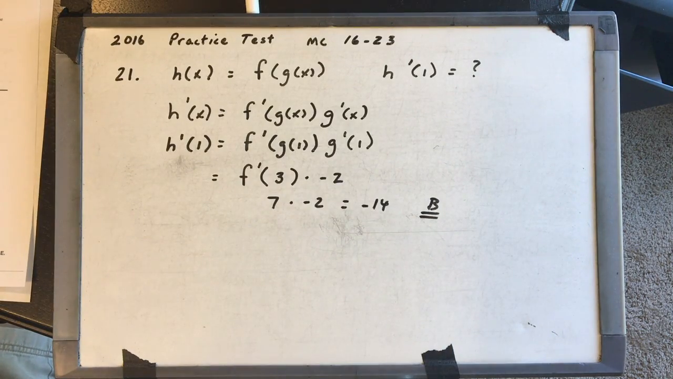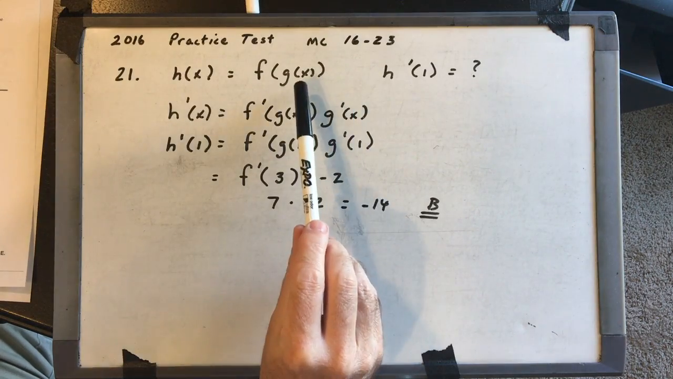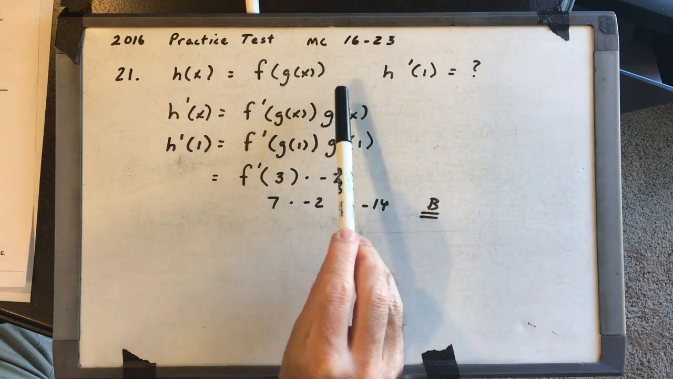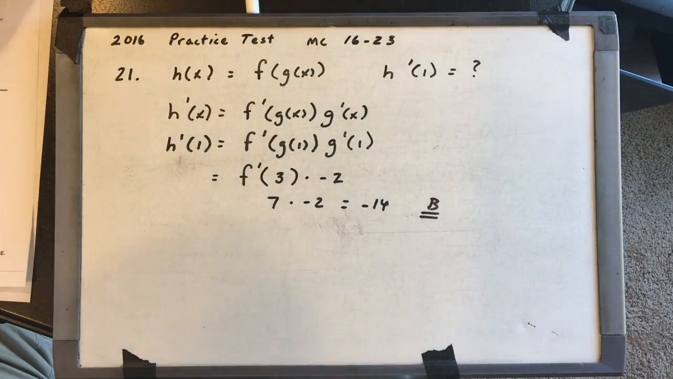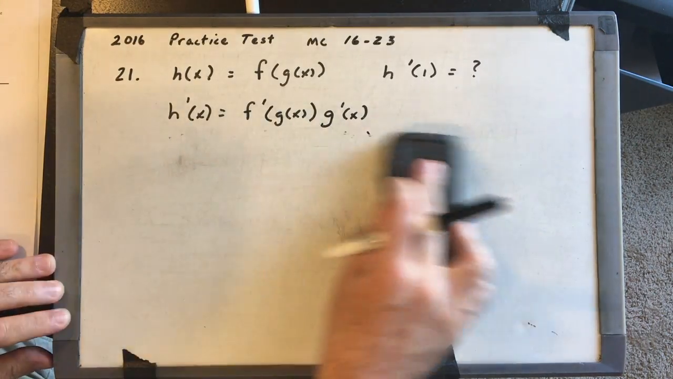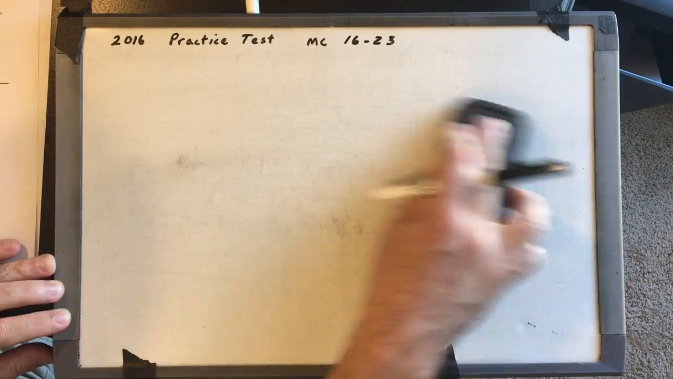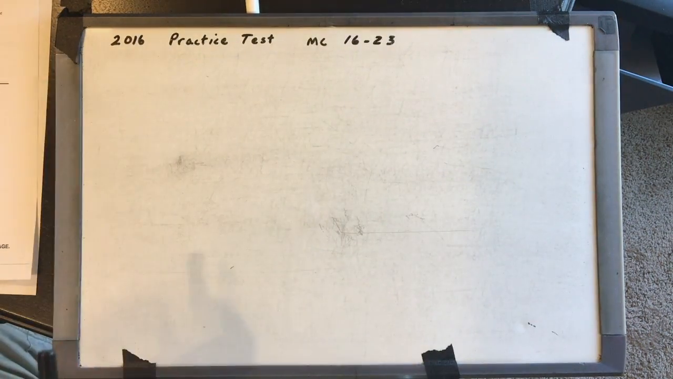All right, so they're testing, do you know the chain rule, and does it freak you out that it's not just x's and y's, but it's functions? All right. I could see one like that being on there.